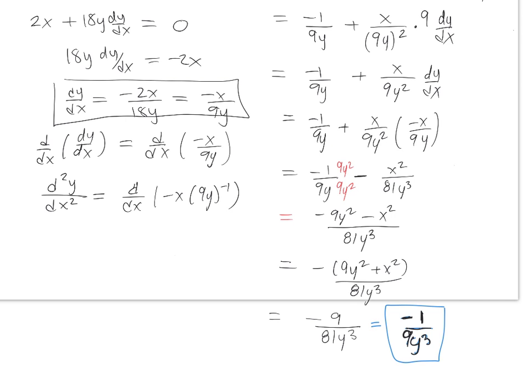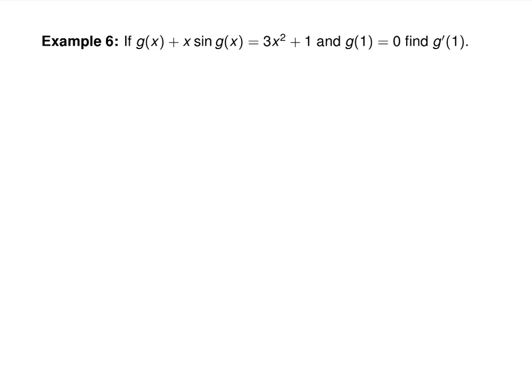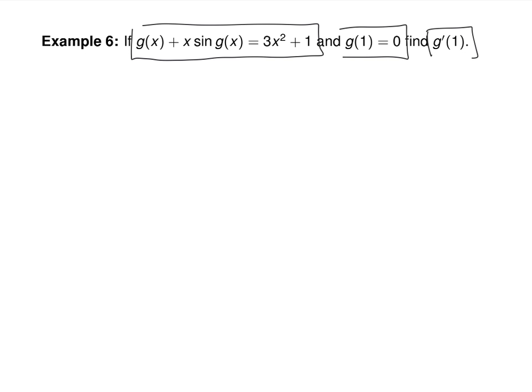Okay, so one more. So if you have this equation, and g of 1 is 0, find g prime of 1. This isn't really all that different. It's just that instead of y's, you're given g of x's. Just take the derivative of it.